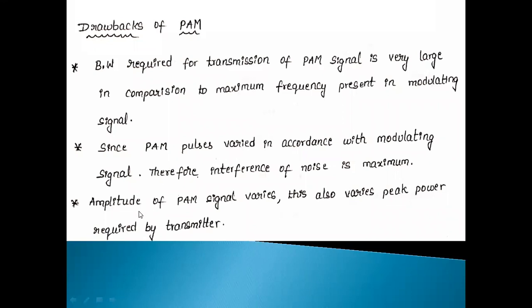The third one is that the amplitude of the PAM signal varies. Thus, the peak power required by the transmitter also varies.